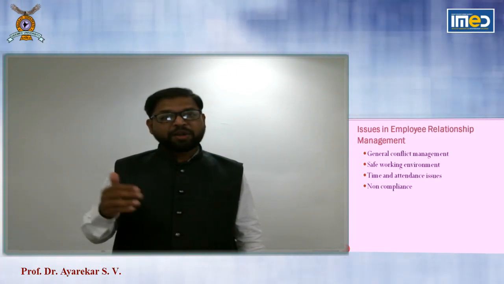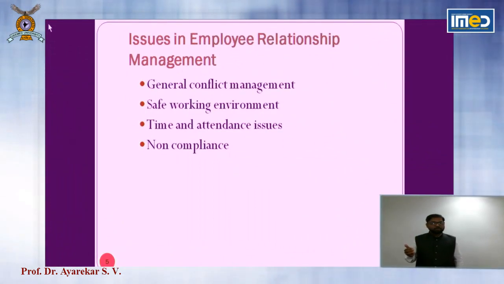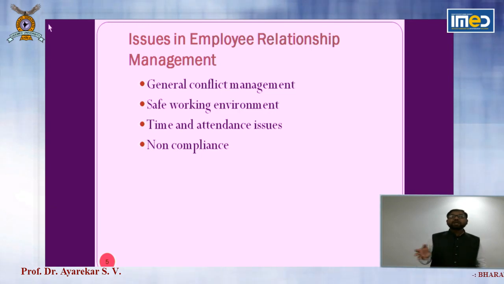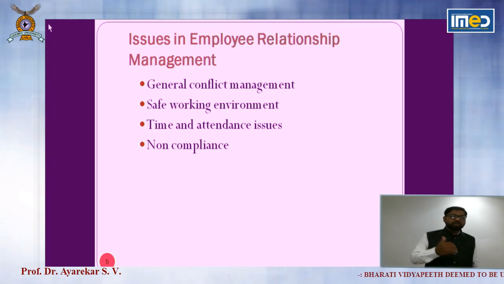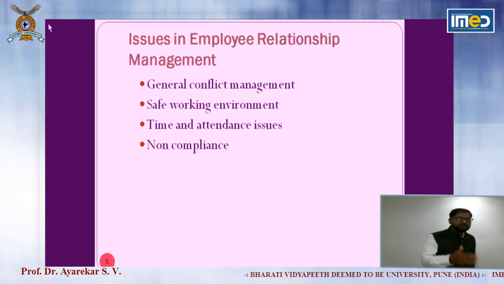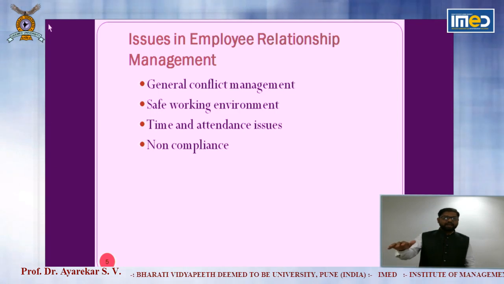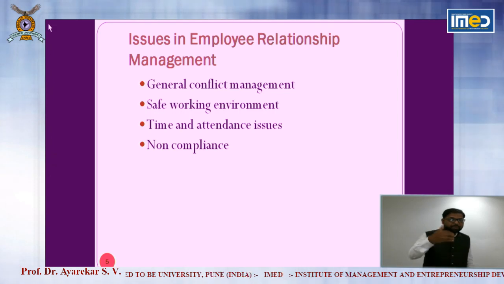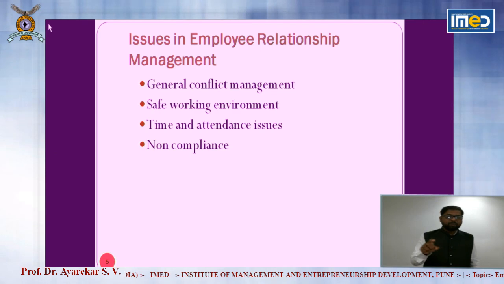So issues in employee relationship management are broadly of 4 categories: general conflict, issues related to working environment, time and attendance issues, and non-compliance issues. Issues like promotions, transfers, demotions will also come in. After completion of 7 years of service, a particular grade level employee will be shifted to the upper grade level. These issues will be discussed and also resolved in employee relationship management.